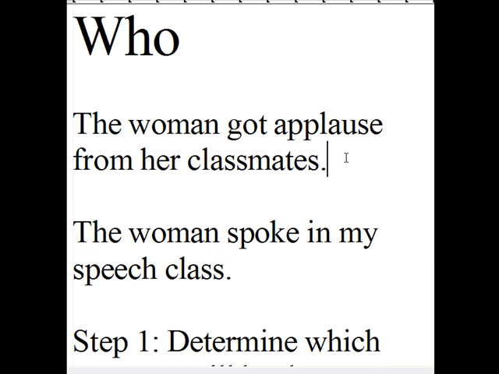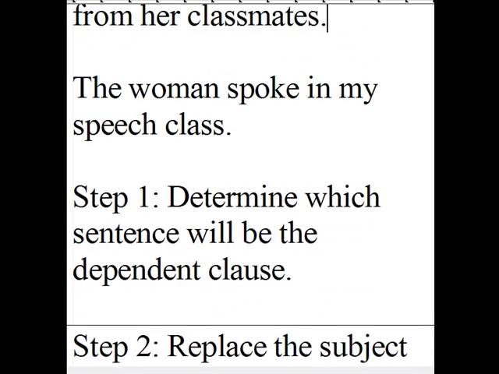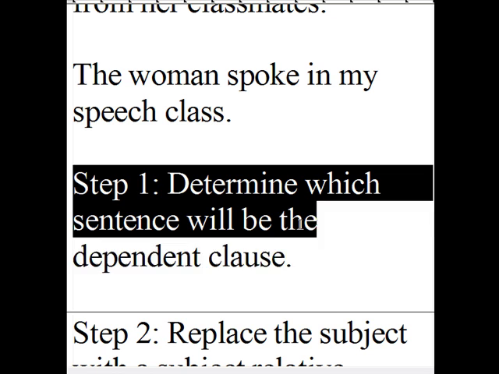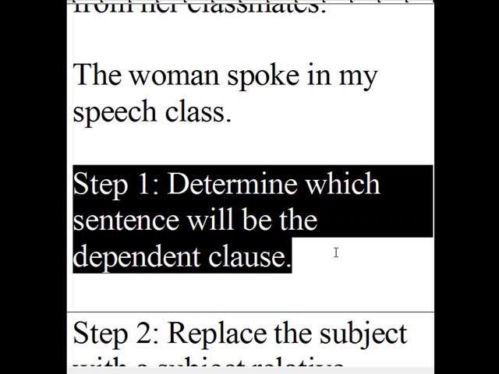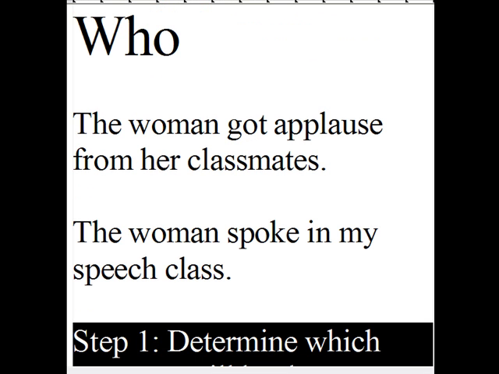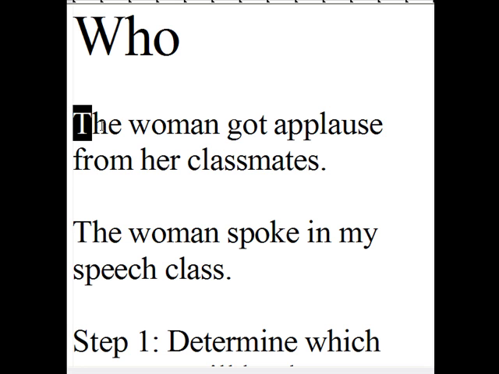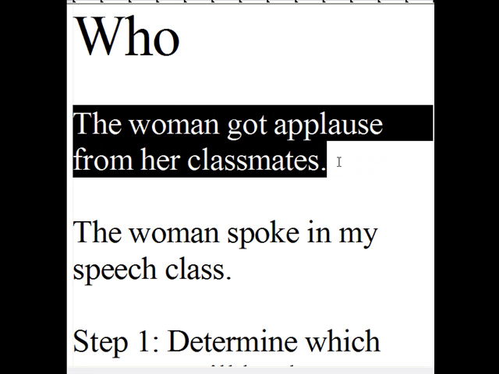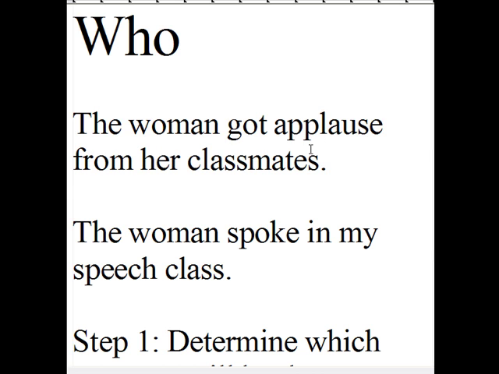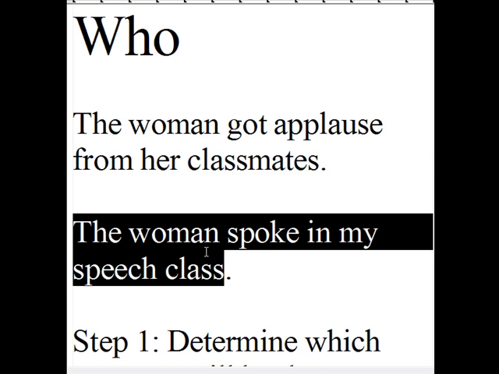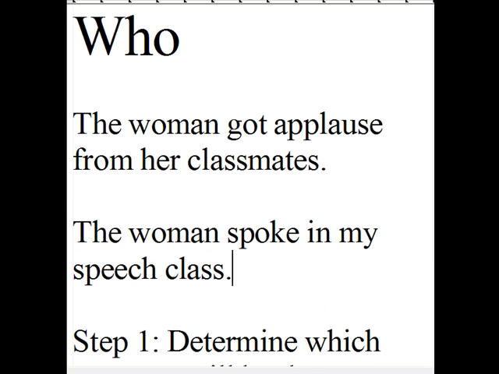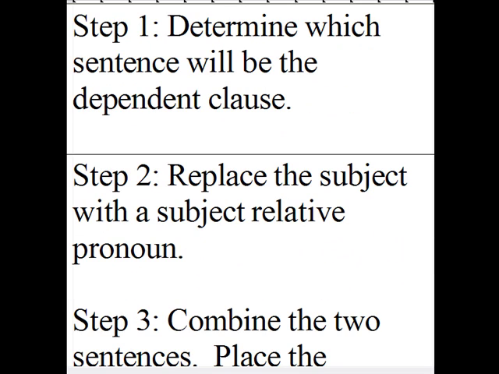Now, there's a few steps that we need to do in order to combine these correctly. Let's take a look at these steps. So, step one, determine which sentence will be the dependent clause, and that's the sentence you're going to use a connector with. So I'm going to say that the most important idea here, and maybe it works with sequencing, is the woman got applause from her classmates. This is going to be my main idea, and then this second sentence is actually going to be my dependent clause or support idea. Let's go to the next step.